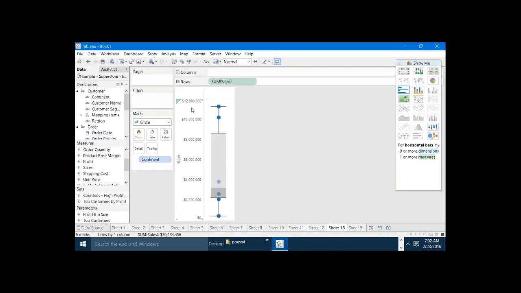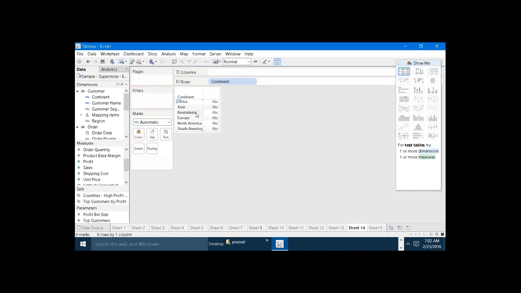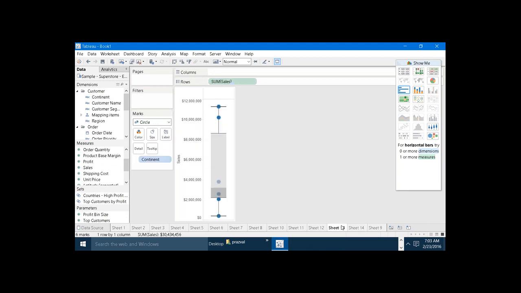Now here, as we are showing the continent-wise sales, let's identify the values. Which continent has the least value here? Australia. And which continent has the highest value here? Asia. So we go to that box plot to see this line. What is the lower whisker value? 415,000. And what is the upper whisker value? 11.3 million.